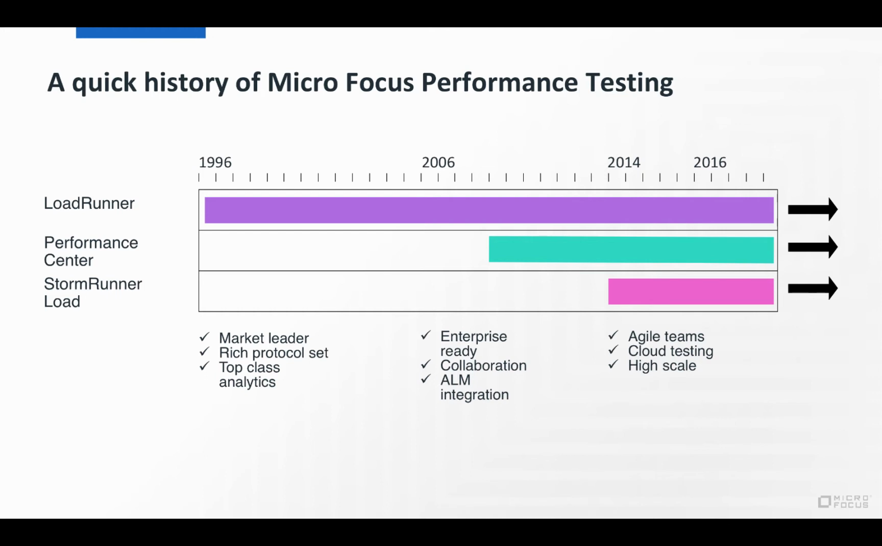This webinar will focus on StormRunner Load, which is the latest addition to the performance engineering portfolio, a homegrown solution that we started way back in 2014. StormRunner, or SRL for short, is a cloud-based performance testing solution, enhancing our performance testing toolset. It complements LoadRunner and Performance Center as a true SaaS solution and is built to be highly scalable and cost-effective by harnessing the cloud.